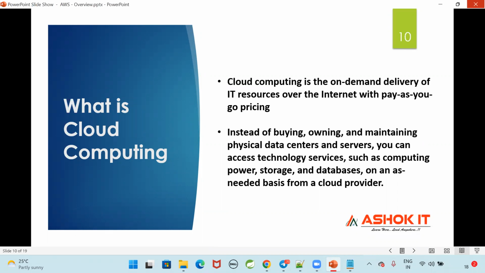Sir, how will these cloud providers give the resources? They will give you one website. In that website, you can choose what infrastructure you need. You can set up that infrastructure for your requirement, right? So now, what is the costing? Are they providing infrastructure free of cost?